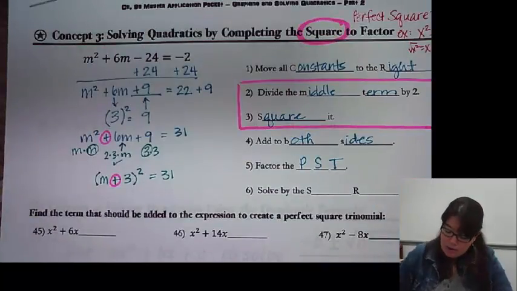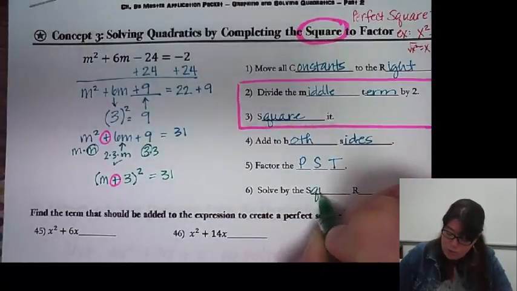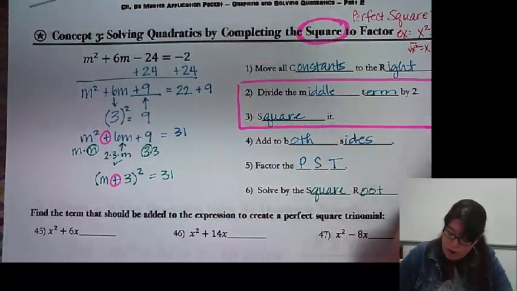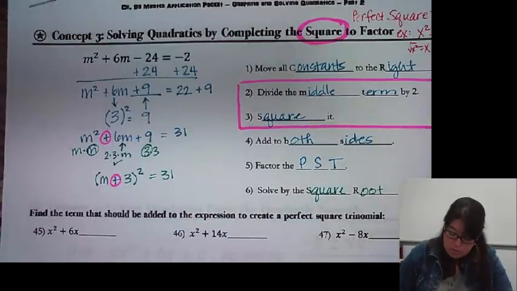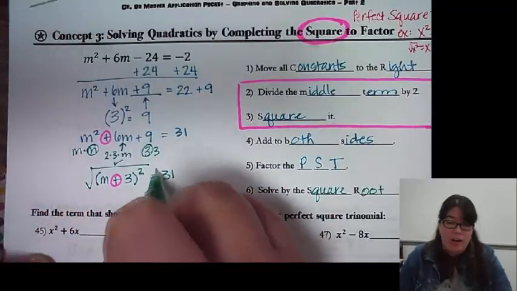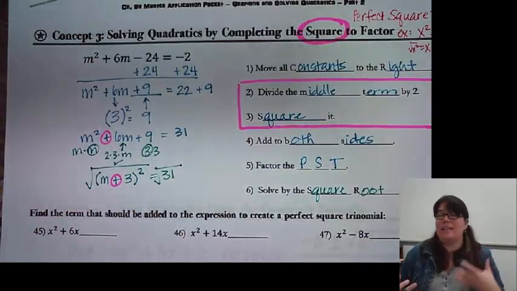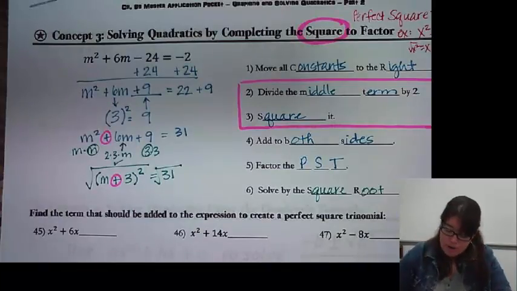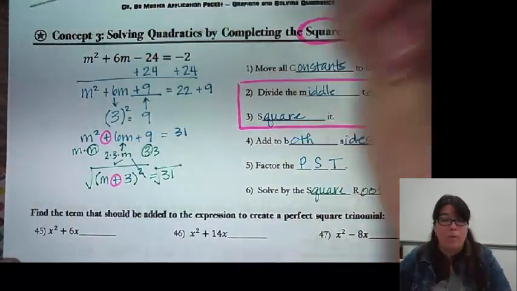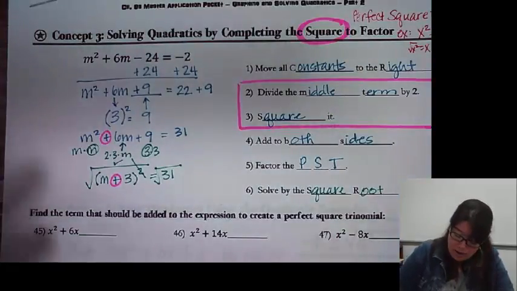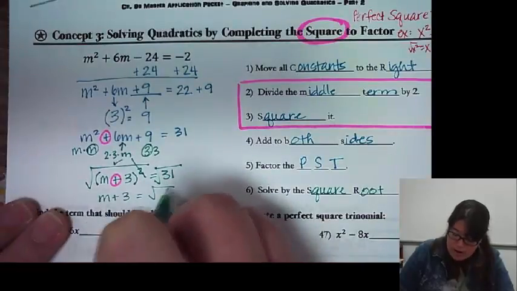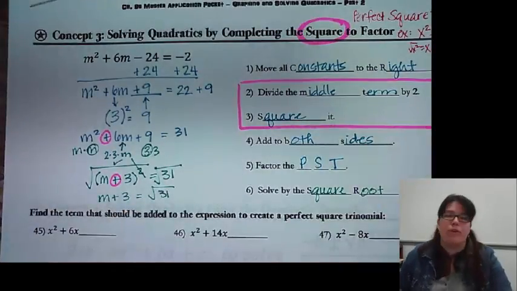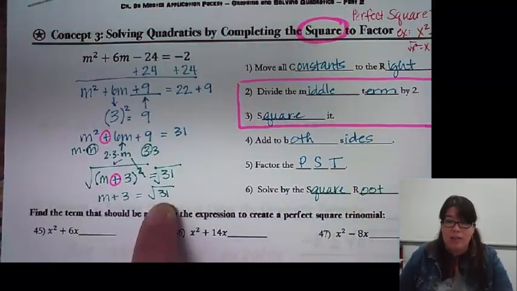The next step is going to be solved by the square root property. The square root property just says to take the square root of both sides. So I'm going to square root here, and I'm going to square root here. Again, staying consistent with the idea that whatever I do on one side, I have to do on the other. My square root and my exponent will cancel. So those are going to cancel each other out, leaving me with m plus 3 is equal to the square root of 31. Now, I can't actually do the square root of 31, so I can just leave it under the radical. That's perfectly okay. Just leave it under the radical, and that's fine.